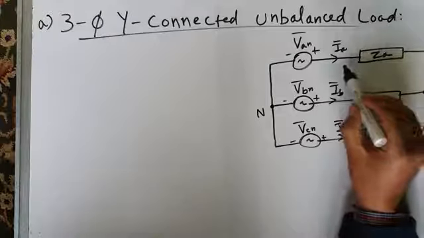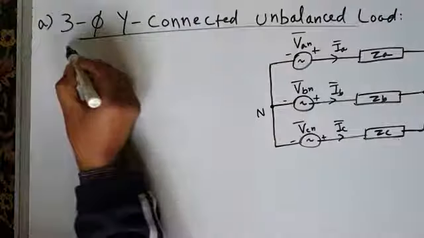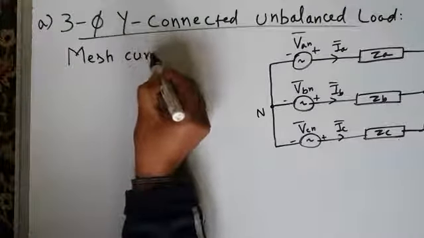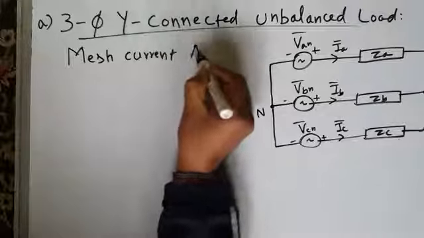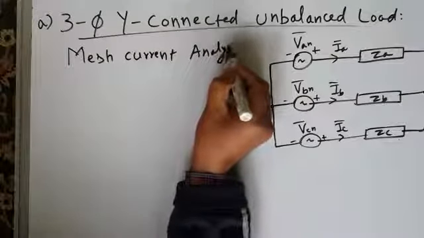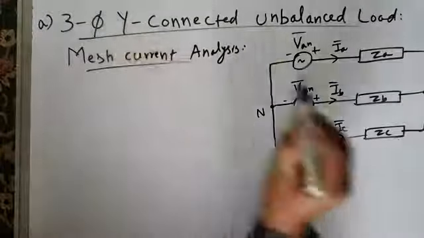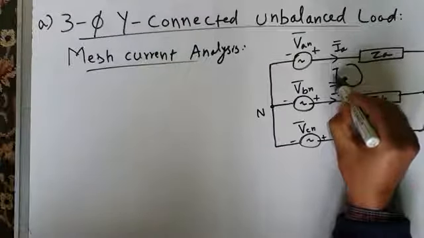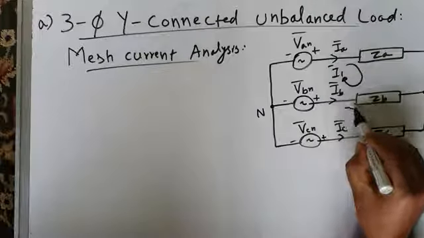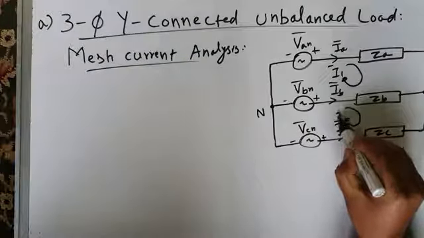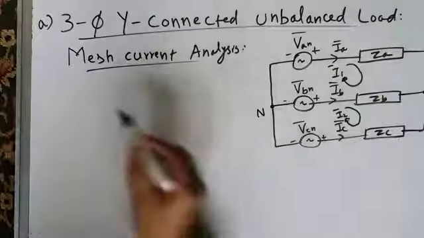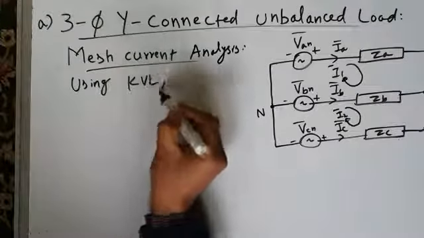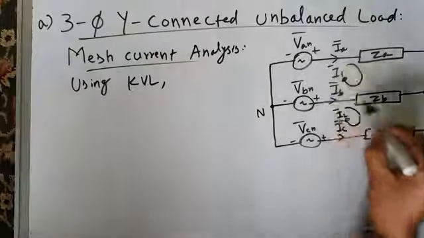In order to find these line currents, we will use the mesh current analysis. Let us go for mesh current analysis. You have already studied mesh current analysis in your basic circuit theory. Let us assume this is mesh current I1 and this is mesh current I2. So using KVL, Kirchhoff's voltage law, in this mesh first and then in this mesh.